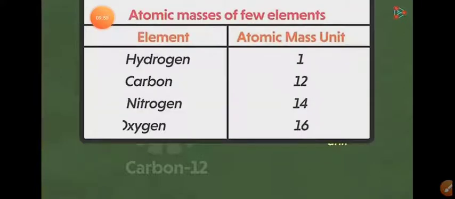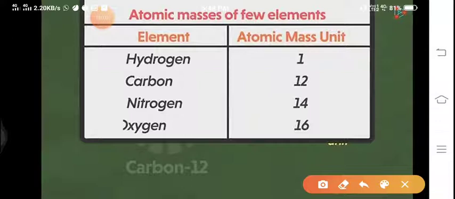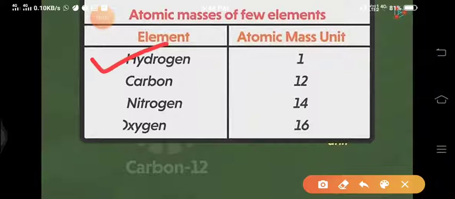Here we have a few examples to find the atomic masses of a few elements. For hydrogen, you can observe here it is 1 atomic mass unit. For carbon, it is 12 atomic mass units. For nitrogen, it is 14 atomic mass units. For oxygen, it is 16 atomic mass units, and so on. There are many other elements, and we have their masses also.